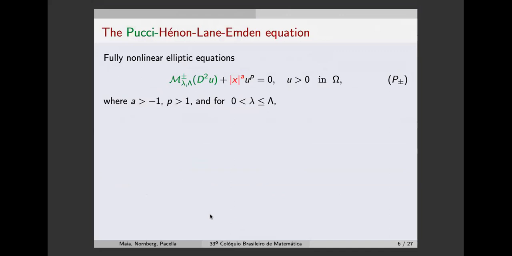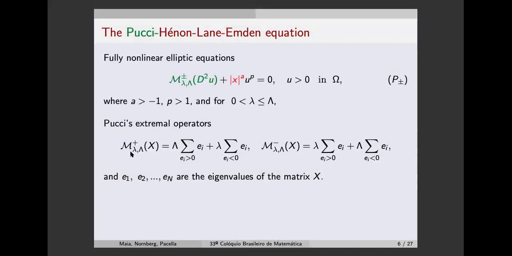Now, taking more general operators like Pucci's operator, M plus-minus lambda capital Lambda of D^2u, plus a weighted nonlinearity, norm of x to the a, u to the p. This is a fully nonlinear equation involving Pucci's operator. We're going to study this for a bigger than minus 1, p bigger than 1, and lambda small less than or equal to lambda large.